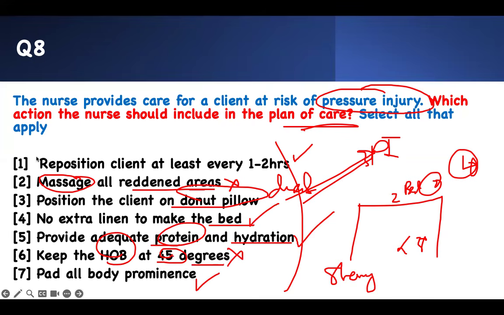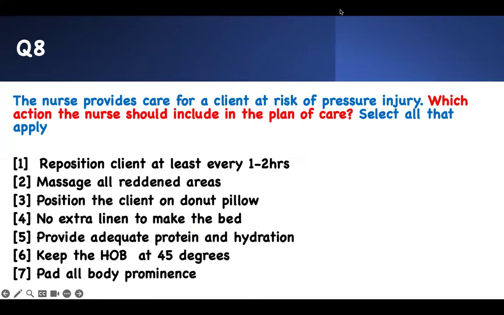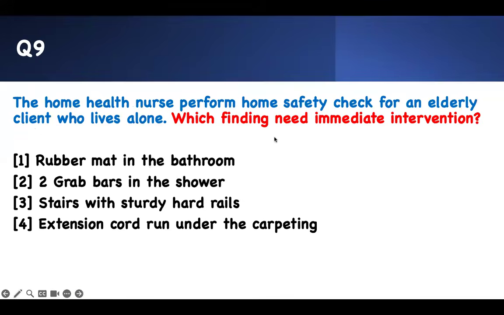So what are your answers? Number 1 is good. Number 4 is good. Number 5 is good. And number 7 is good. That's the content for pressure injury. And this is also the same thing. Once again, content, strategy, and analysis of the question: which finding needs immediate intervention?